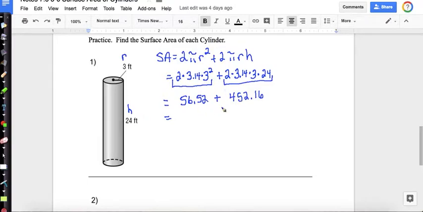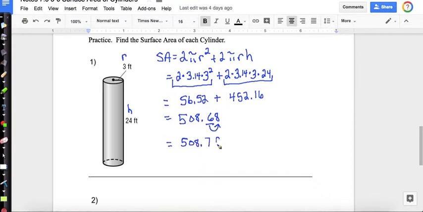Next step is to add these two parts up, and I get 508 and 68 hundredths. Now I'm going to show you how to round in case it ever asks you to round to the nearest tenth. So underline the tenths place and look to the right. If it's 5 or above, give it a shove. If it's 4 or below, let it go. So since it's an 8, we're going to give it a shove to a 7.